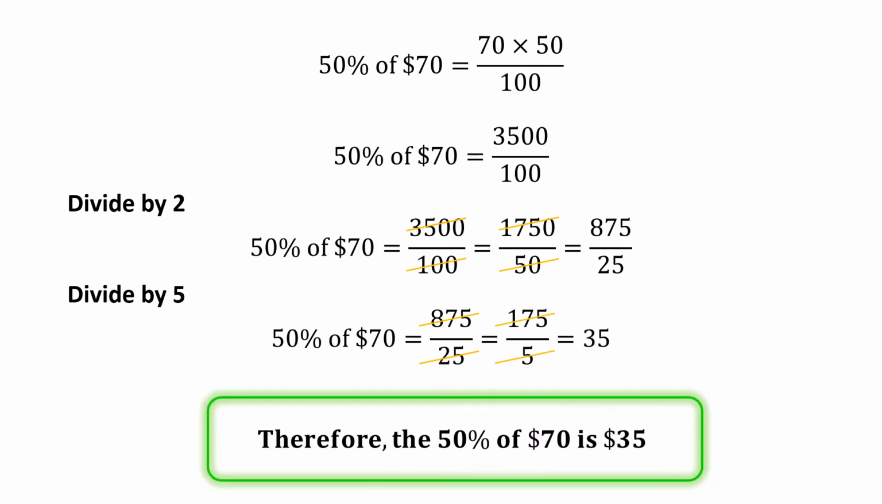Now multiply 70 by 50, and then simplify the fraction as shown in steps. After simplification we have 35, therefore, the 50% of $70 is $35.